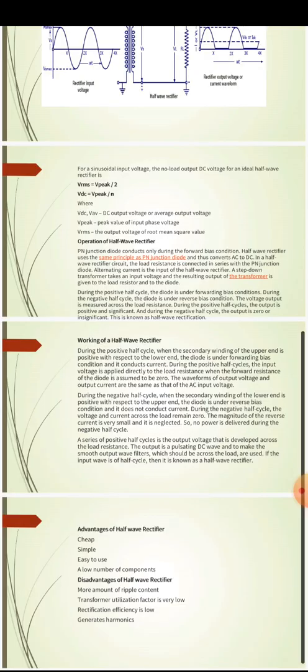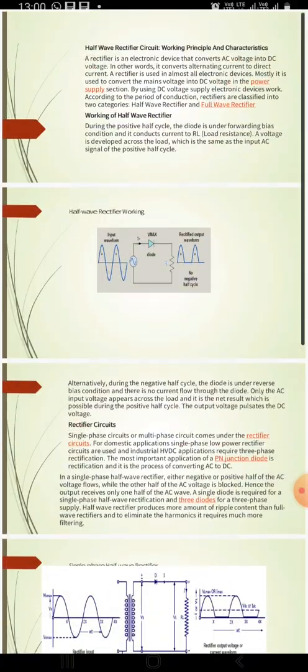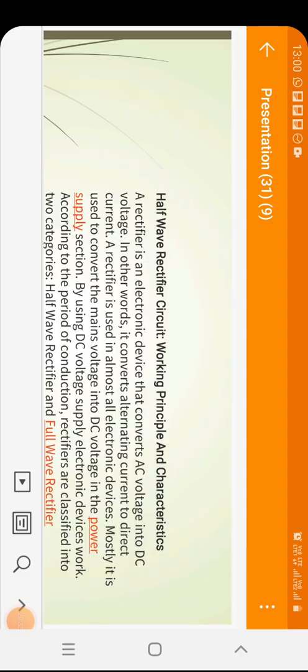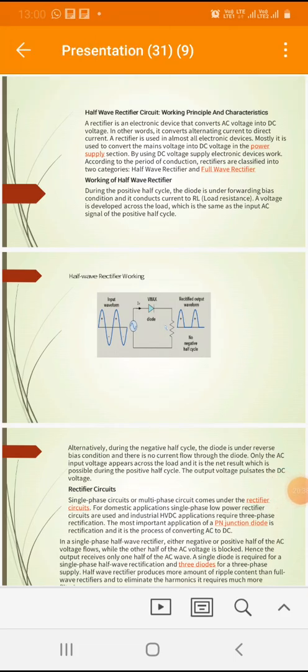Half wave and full wave rectifiers. Now after the junction diode we will go for rectifiers, half wave and full wave rectifiers. Half wave rectifier working principle and characteristics. A rectifier is an electronic device that converts AC voltage into DC voltage. In other words, it converts alternating current to direct current.